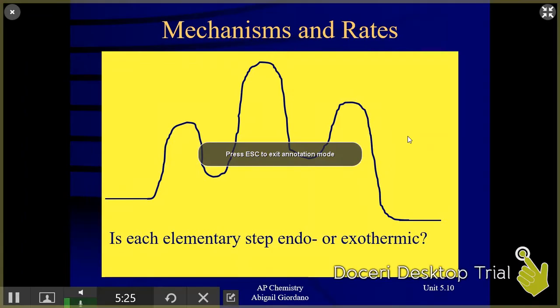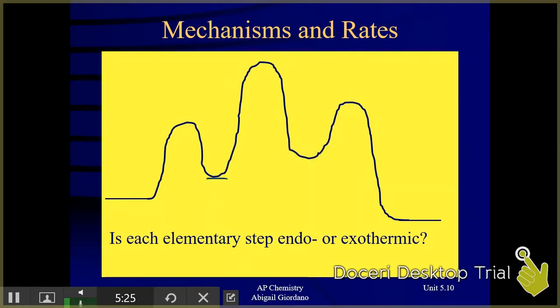So if I'm looking at each one of these individually, sort of marking out the levels, this first elementary step is endothermic, because from reactants to products was an uphill climb. Don't say that on a test. You would say the products of step 1 are at a higher energy level than the reactants of step 1.